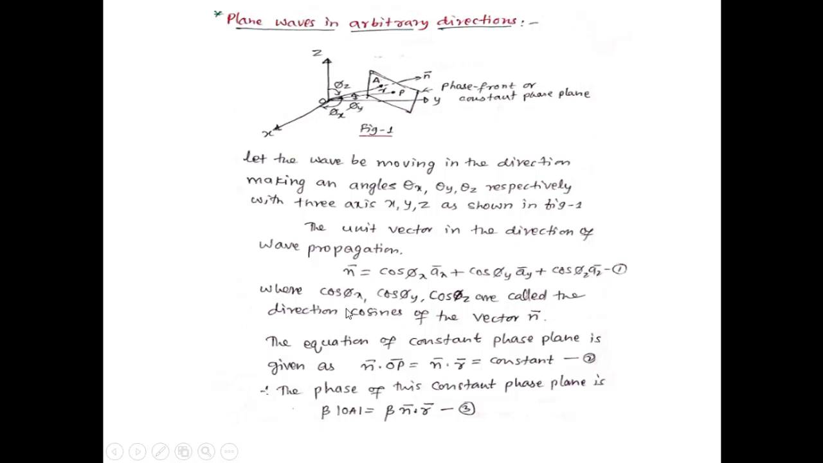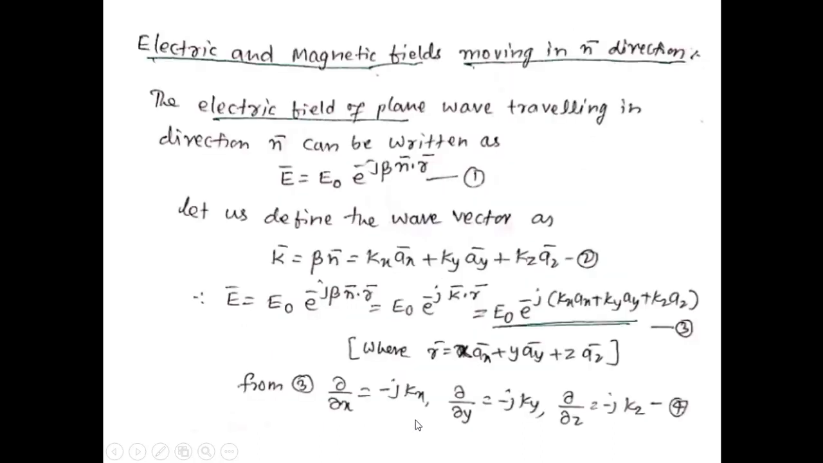Equation number 1, where cos phi x, cos phi y, cos phi z are called the direction coefficients of the vector n bar. The equation of the constant phase plane is given as n bar dot OP bar is equal to n bar dot r bar is equal to constant. The phase of this constant phase plane is beta into magnitude of OA, which is equal to beta into n bar dot r bar, equation number 3.